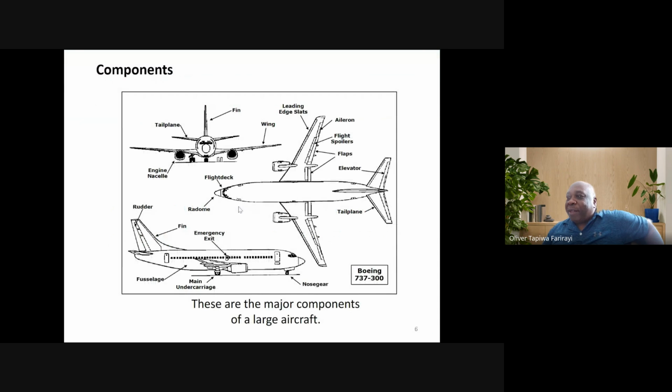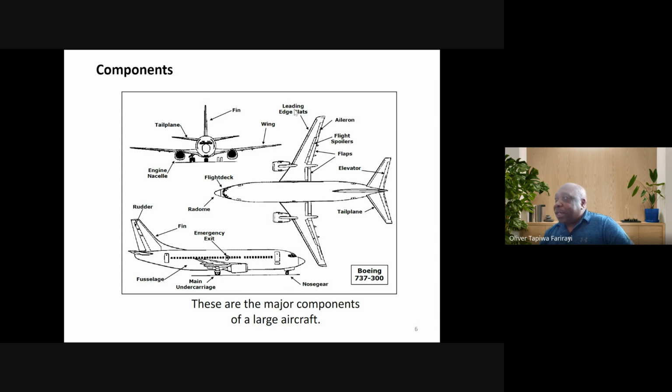Now let's look from another side view. You've got the rudder, the fin, the fuselage. Then somewhere there you've got the emergency exit, the main doors, back and front. Then you've got the undercarriage. Then you've got the nose gear. Okay.